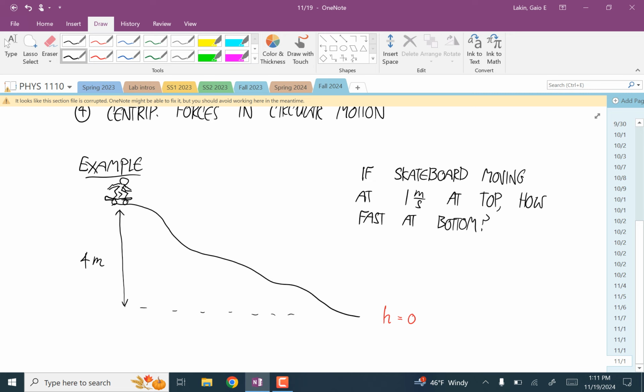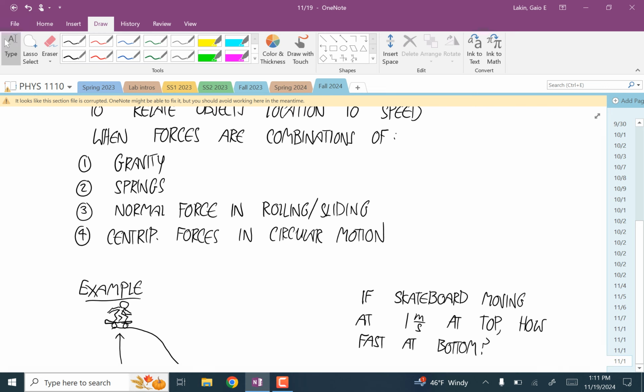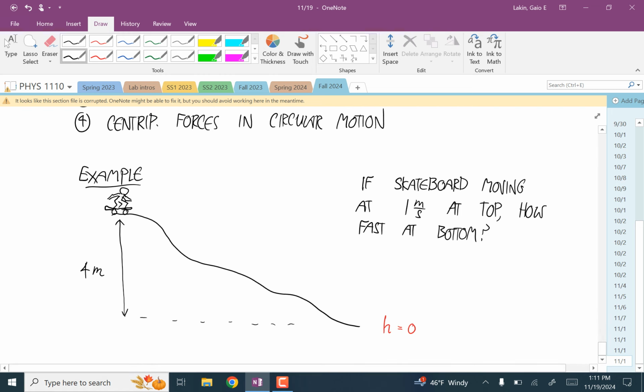What forces at some given instant are acting on the skateboarder? Definitely a weight force. And then what else? Yes, and then a normal force. And there's nothing else. Both of those fit into our category of four forces. And so since we're trying to find a relationship between a location and a speed, we feel pretty good about trying to do this with conservation of mechanical energy. Okay?